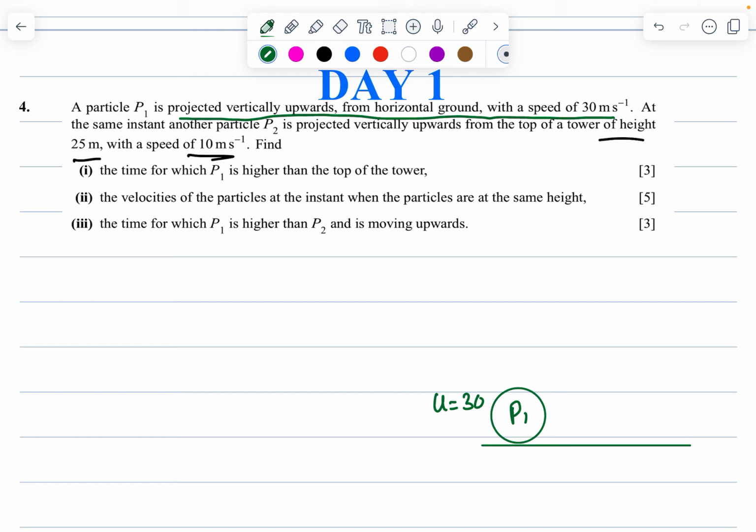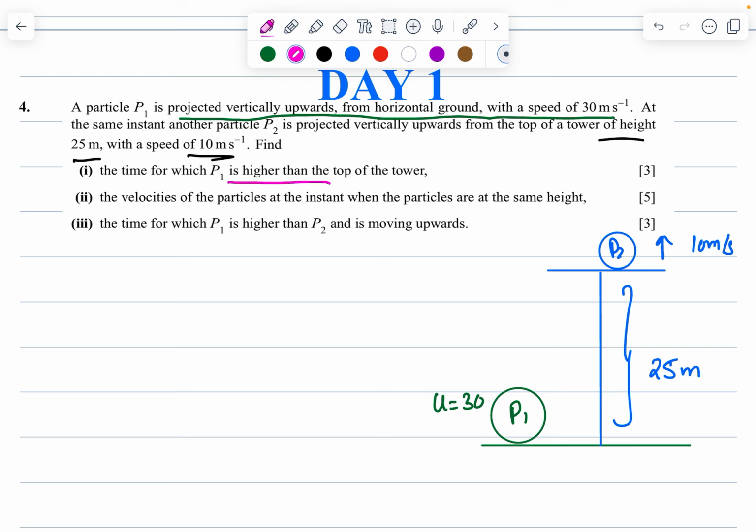At the same instant, another particle P2 is projected vertically upwards from the top of a tower of height 25 meters. So there is a tower of height 25 meters. From here, we are projecting P2 with a speed of 10 meters per second. Find the time for which P1 is higher than the top of the tower.